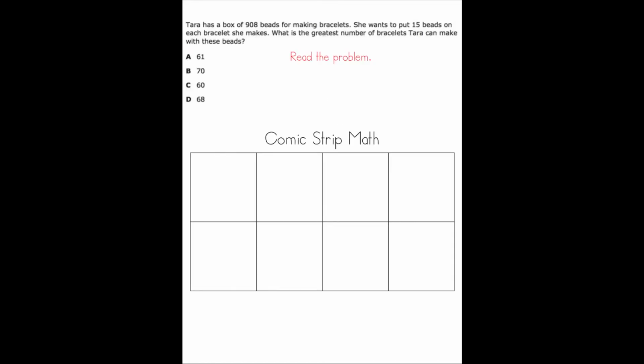Okay, so for our next example, let's look at some division. Tara has a box of 908 beads for making bracelets. She wants to put 15 beads on each bracelet she makes. What is the greatest number of bracelets Tara can make with these beads? Well, the first part is we're going to draw the first part of the problem. Tara has a box of 908 beads for making bracelets.